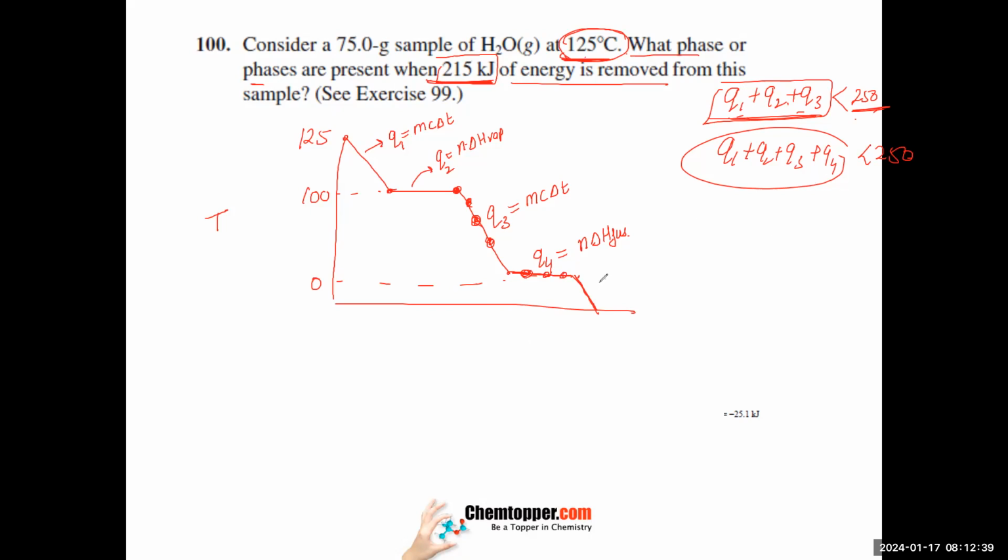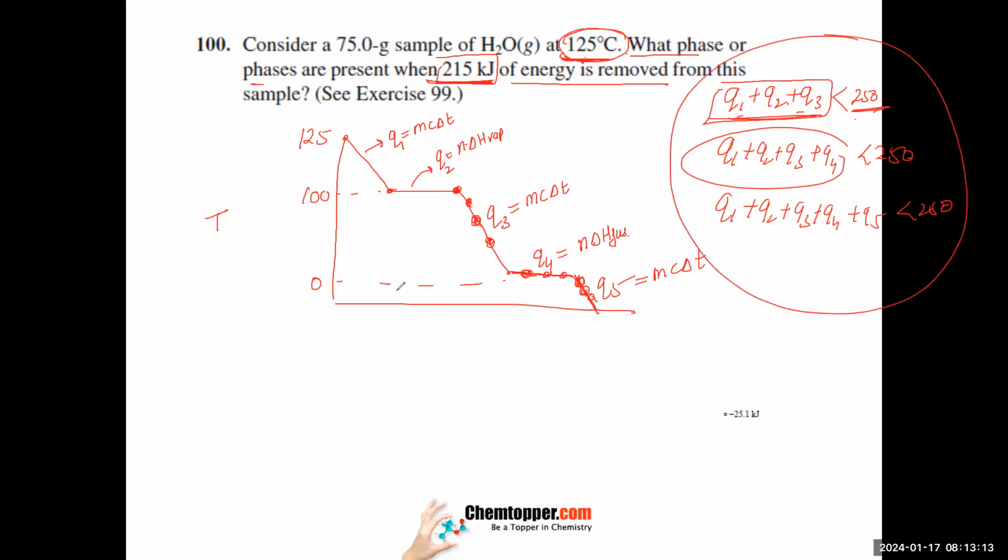Then you add Q5, which is mc delta T, and add them, plus Q5. If it is less than 250, then it means the substance is somewhere here, less than or equal. Naturally, you will not get equal. You will get something like greater than or less than, right? So that's how you're going to predict the state of matter.